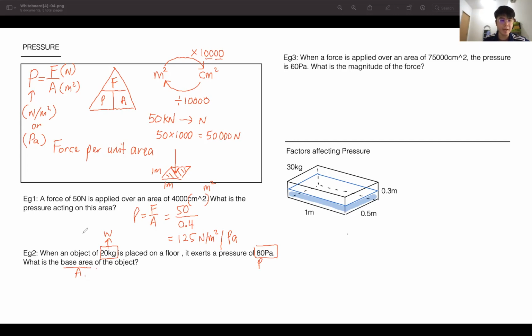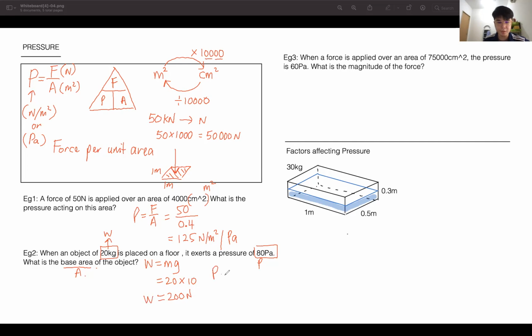Okay, so you need to combine the weight in the previous chapter with the pressure. Here I have to get the weight, so find the weight first. W equals mg, 20 times 10, assuming that it is on the earth, 10. So 20 times 10, 200 Newton. That's my weight, that's my force.